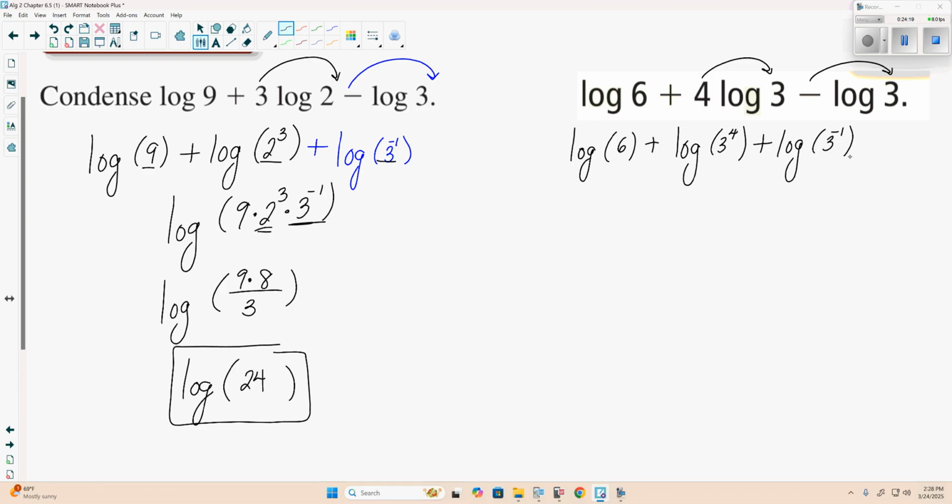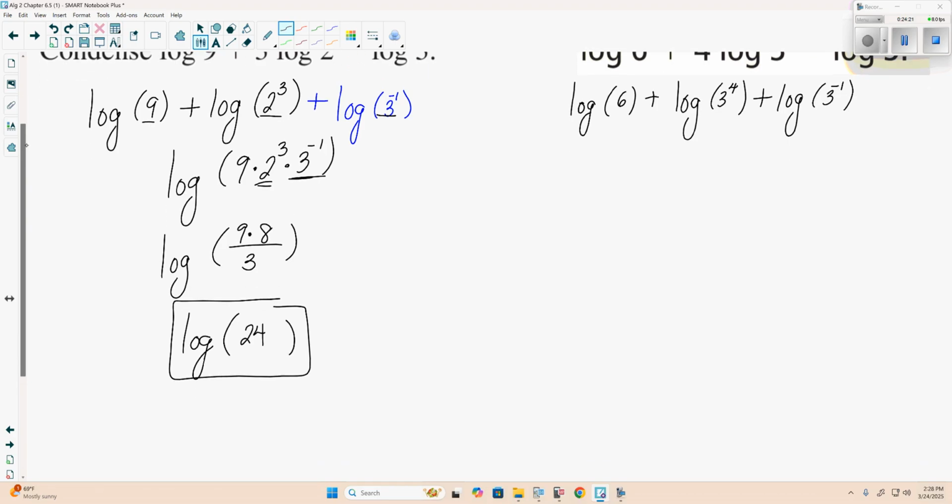Now at this point, we have 3 logs being added together, so we can rewrite it as a single log with what's inside it, our terms, being multiplied. 3 logs with the same base being added together can be rewritten as a single log with what's inside of each of those being multiplied. And now we can simplify it.